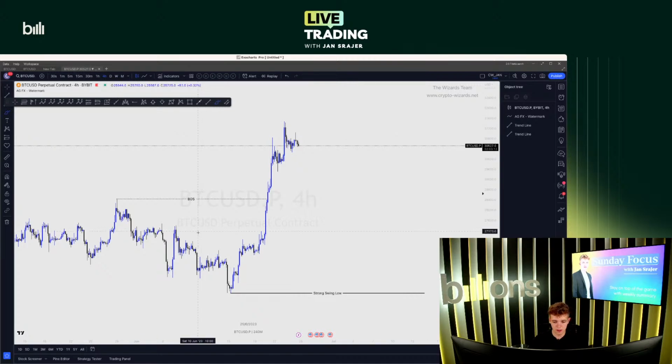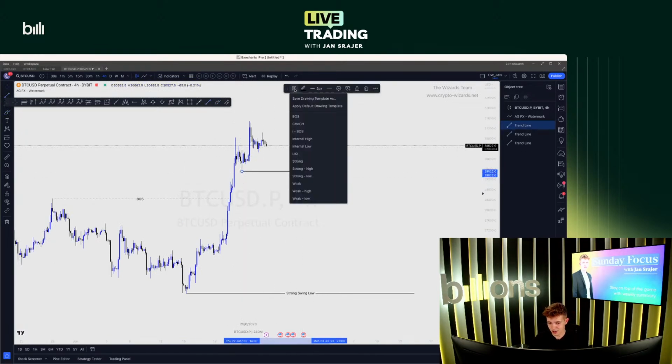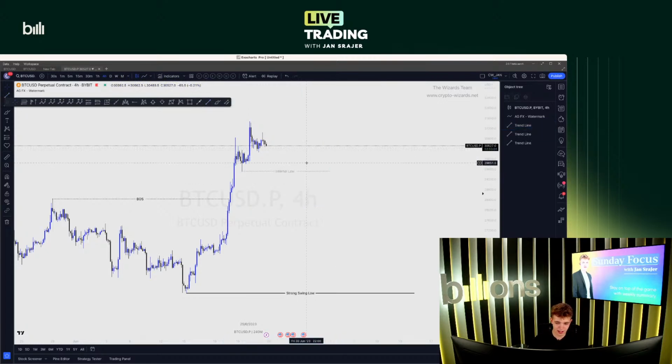So moving to the 15-minute time frame, here we could potentially call this an internal low on a chart right now. Is it a strong level? To be honest, not really. All right, so we can keep it here, internal low, but I wouldn't pay too much attention to it, just to make it clear.